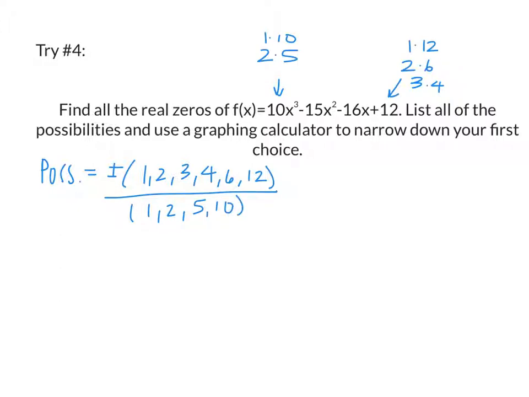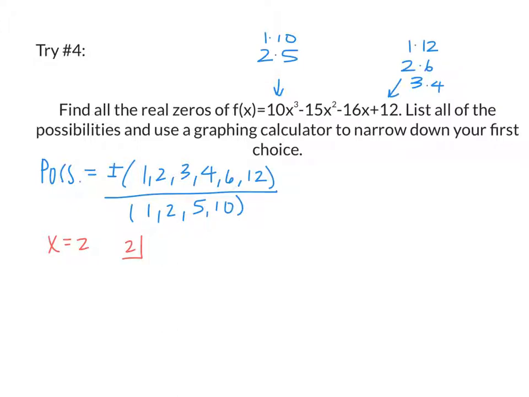Because there are so many choices, we're going to use our graphing calculator to graph our function and hone in on our first zero. If you type this into the y equals section of your graphing calculator and you do second trace 0, you will see that the first zero I'm going to attempt to use is x equals 2.